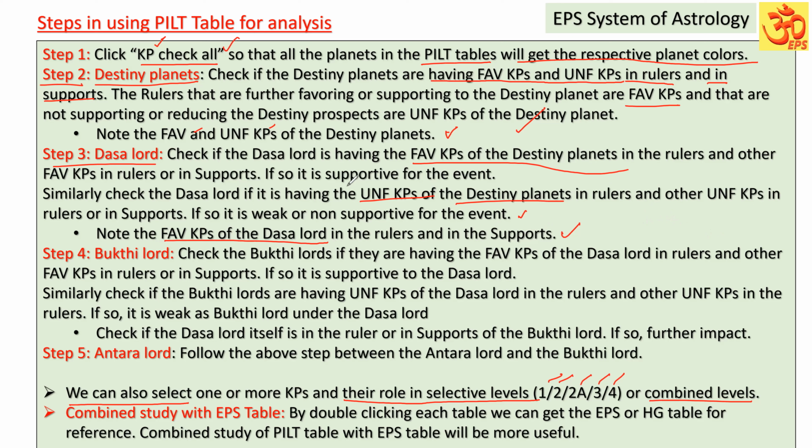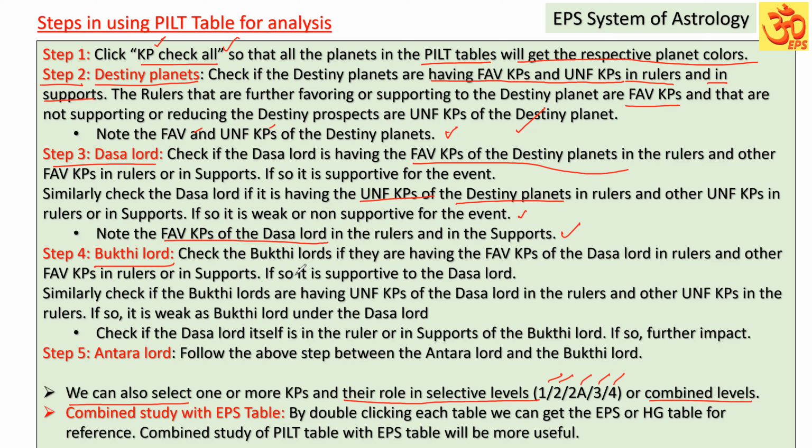The Dasa Lord is under the influence of the favorable key planets and unfavorable key planets of the destiny planet; we have to check that. Then we have to check which are the favorable and unfavorable key planets of the Dasa Lord also. Once the Dasa Lord's favorable and unfavorable key planets are identified, next we check the Buddhi Lord.